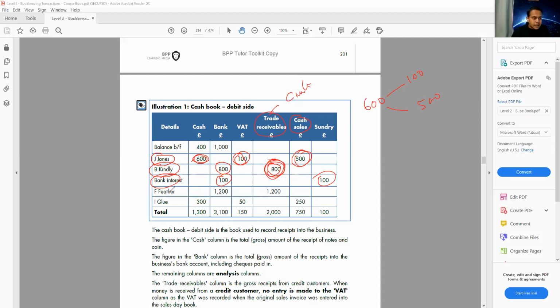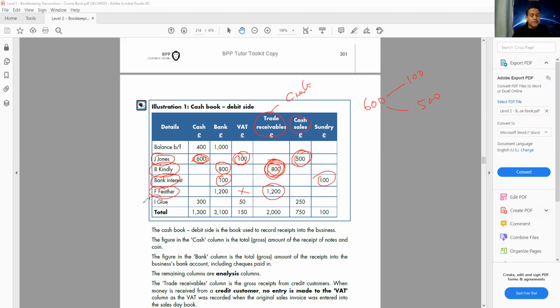The next one we have F Federer. F Federer £1,200 I receive on the bank. And I can see this is a trade receivable. That means it's a credit customer. So I'm not going to split the VAT again, because I already did the VAT before. So the VAT will be empty and all the money belongs to me.